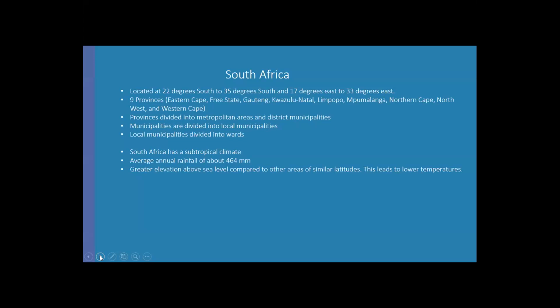South Africa has a subtropical climate with an average annual rainfall of about 464 millimeters. South Africa has a greater elevation above sea level compared to other areas of similar latitudes. This leads to this country having a lower temperature. The average temperature, for instance, in Johannesburg is 30 degrees Celsius average in the summer. The nighttime temperature, however, can get to freezing point.